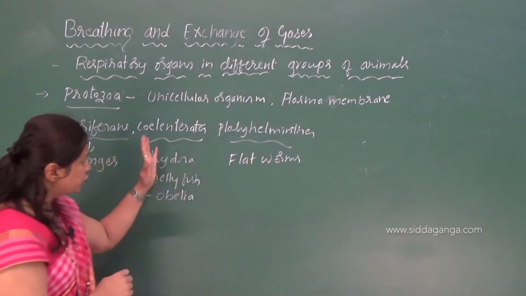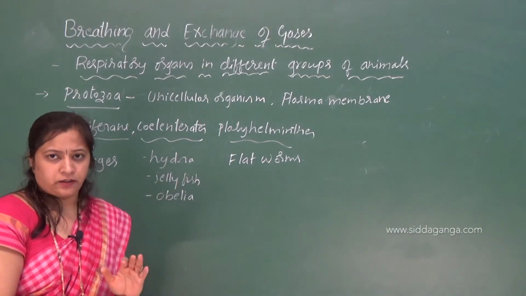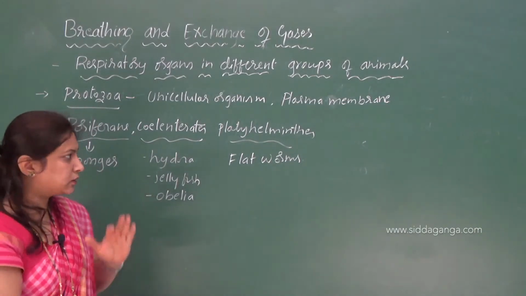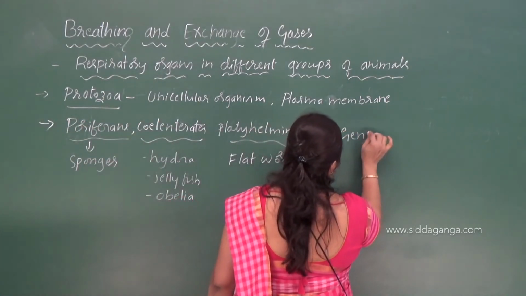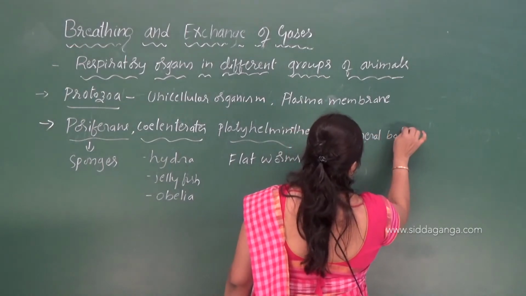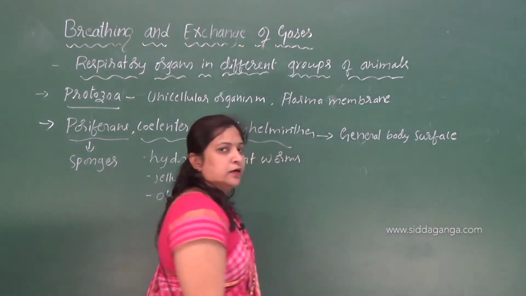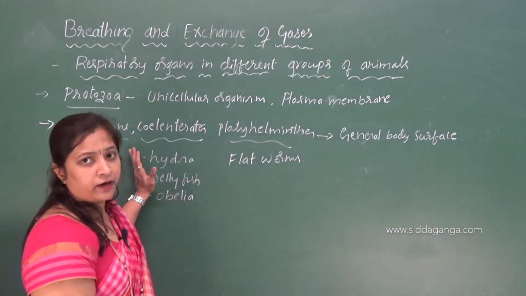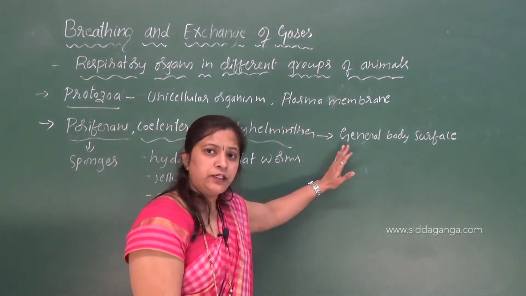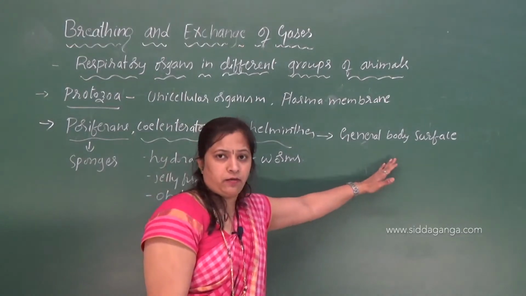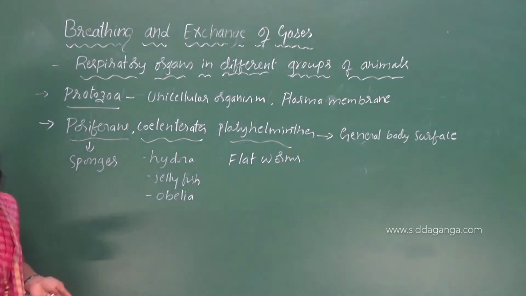In these animals also, there are no specialized respiratory structures. So the exchange of gases occurs through the general body surface, again by a process of simple diffusion. So in Porifera, Coelenterata, Platyhelminthes, the exchange of gases occurs through the general body surface by a process of diffusion.